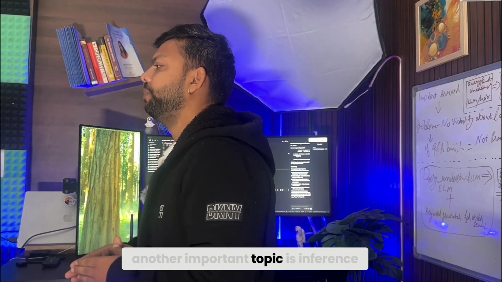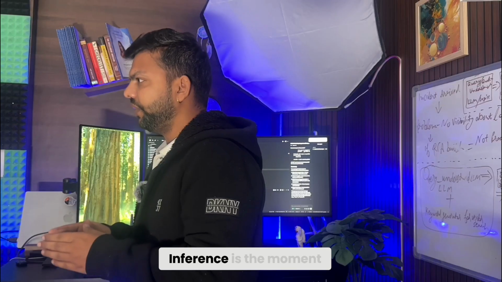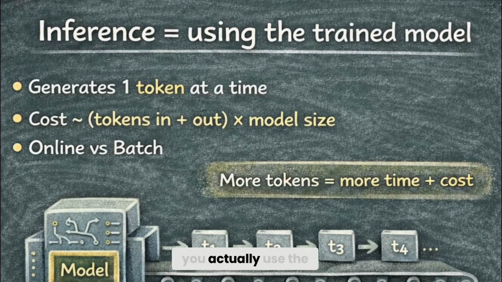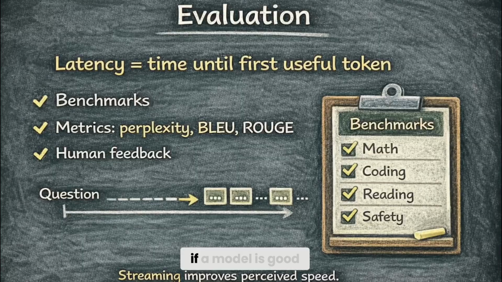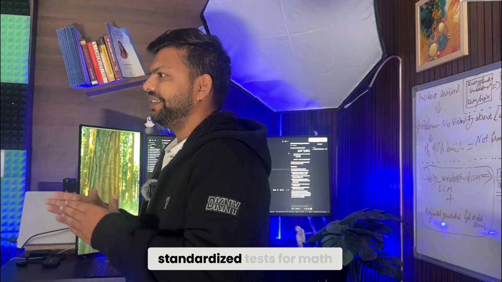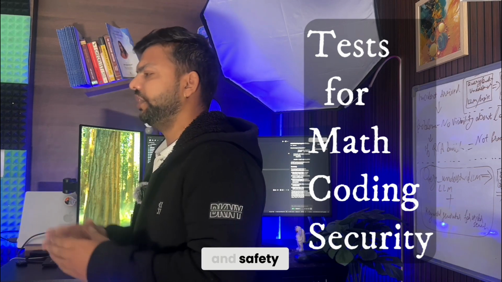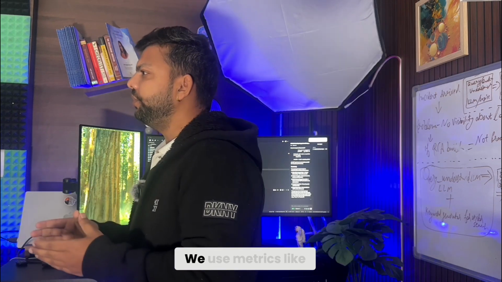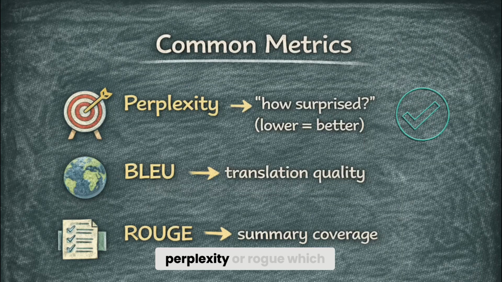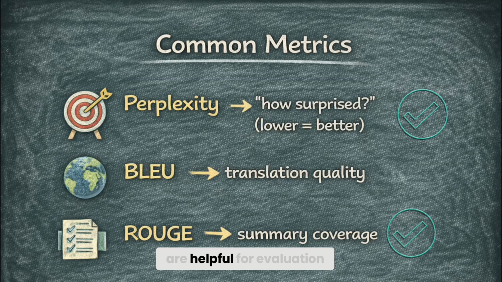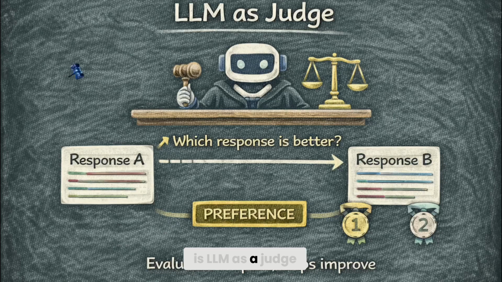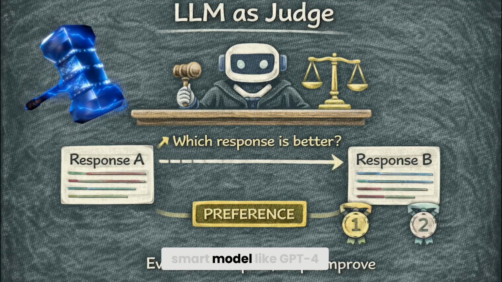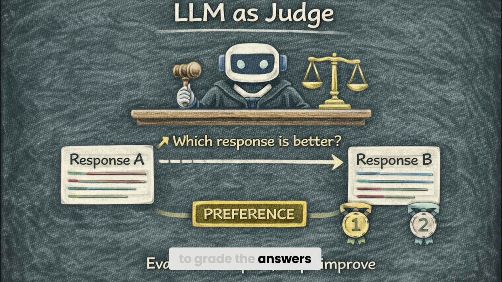Now, another important topic is inference. Inference is the moment you actually use the model to generate an answer. Next is evaluation. How do we know if a model is good? We use benchmarks, standardized tests for math, coding, and safety depending upon our scenario. We use metrics like perplexity or ROUGE, which are helpful for evaluation. A popular modern trick is LLM as a judge, where we use a smart model like GPT-4 to grade the answers of a smaller model.